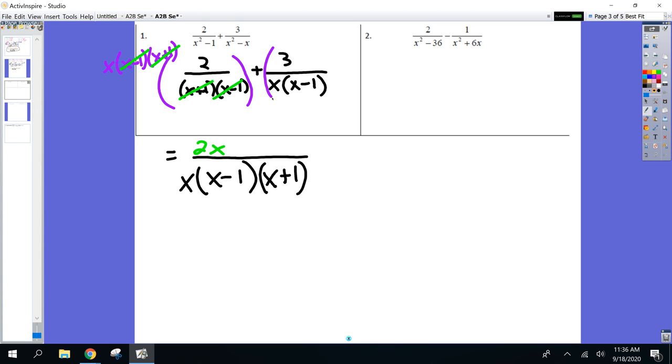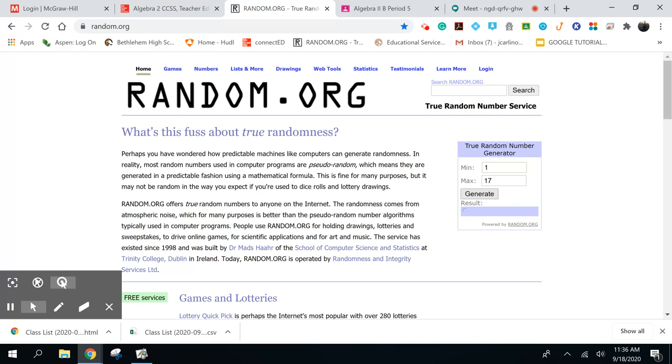Right side. I got x, x minus 1, and I got x plus 1. Okay, same thing. What's going to be left up top? Because I know the numerator, the denominator is gone. That's going to be gone. Just a matter of what's left on top. Here we go. 8. Colin, you're up. Unmute that mic.